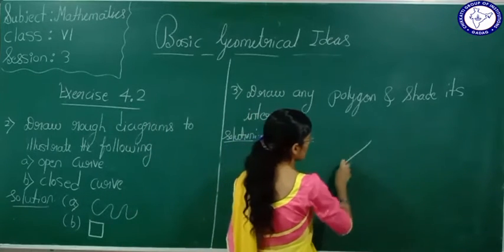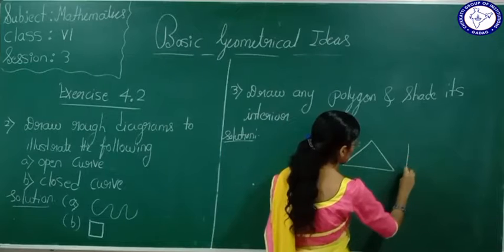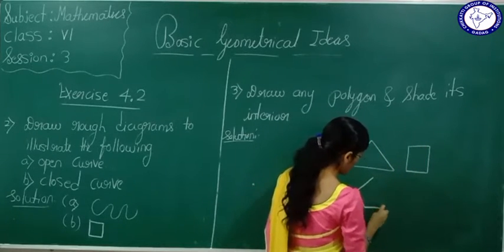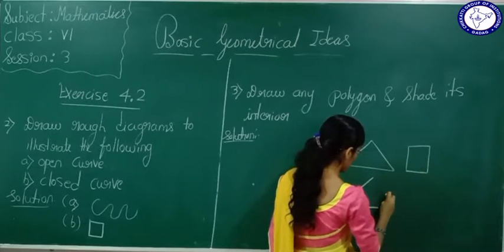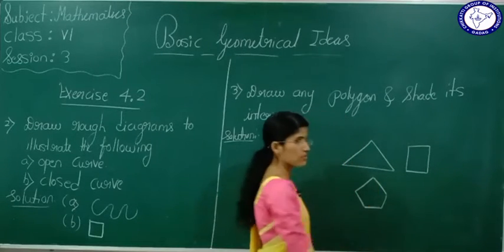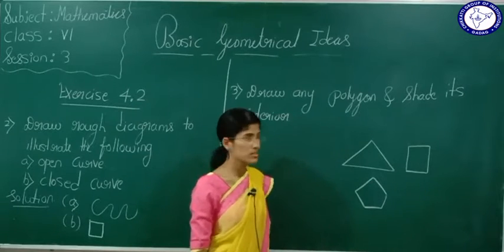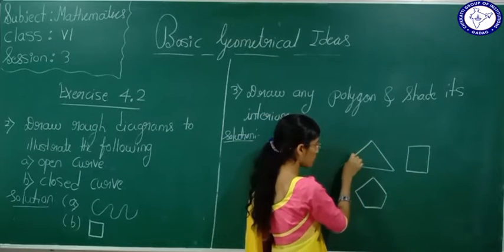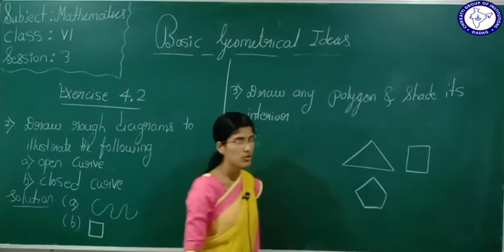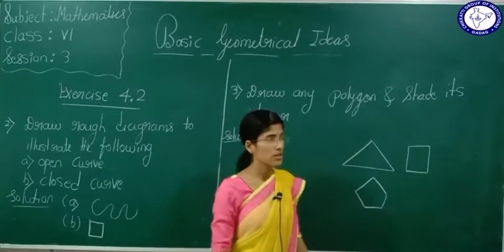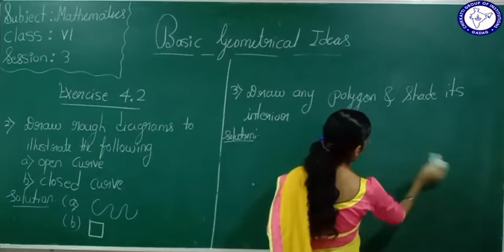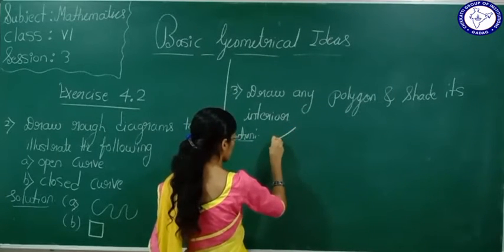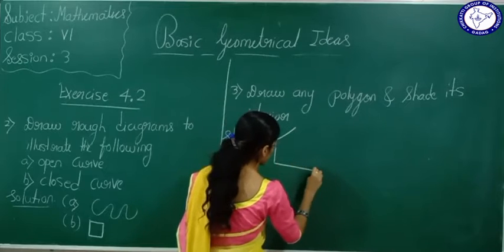Now see here, these are all examples of simple closed curves because they are made up of line segments. These are all simple closed curves. It is made up of line segments. These are the examples of polygons. Now what did they tell us? Draw any polygon. Okay, we will draw the polygon. See here.